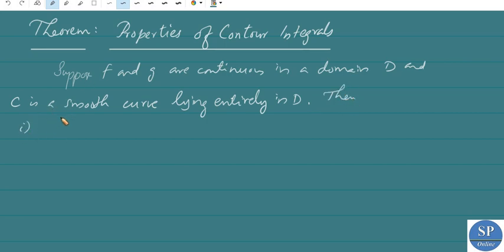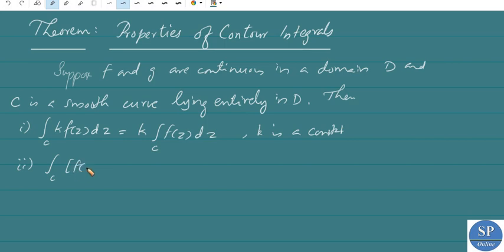The first property is integral over C of k times f of z dz is equal to k times the integral over C of f of z dz, where k is a constant. And the second property is the integral over C of f of z plus g of z dz is nothing but the integral over C of f of z dz plus the integral over C of g of z dz.